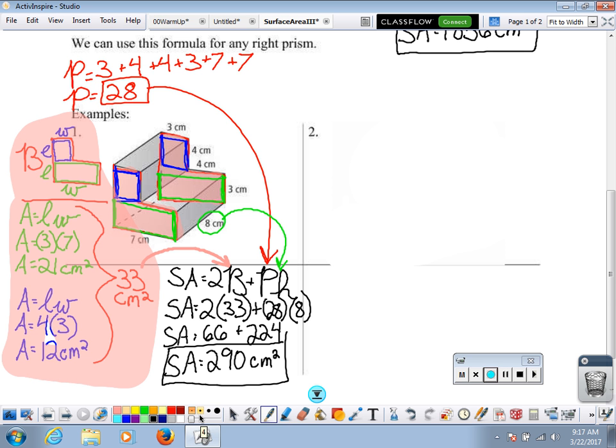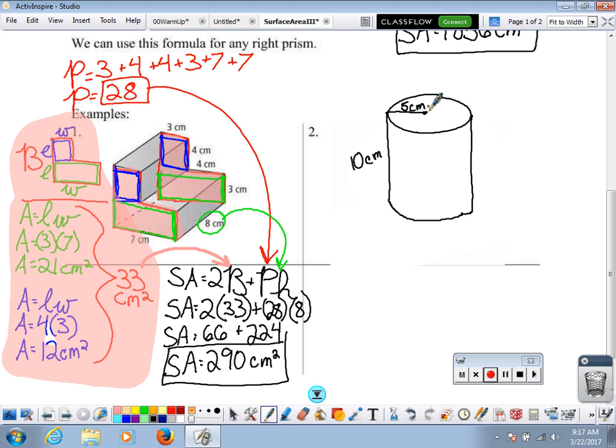All right, now on your page, you had a slightly different drawing for number 2, so I'm going to sketch that on here. You have this, and it's 10 centimeters here, and here is 5 centimeters. What shape is this? A cylinder. It's a cylinder.